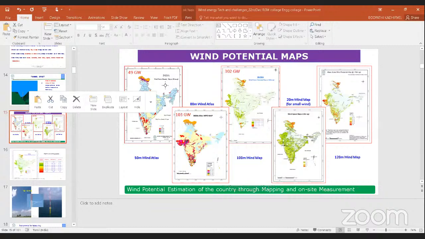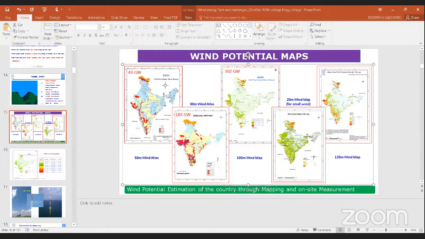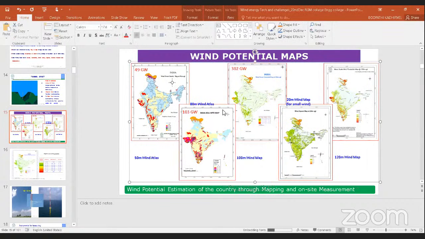Yes, sir. So at 50-meter height it is 49 gigawatt. At 80-meter height it's 103 gigawatt. At 100-meter height, 302 gigawatt. And at 120-meter height it is 695 gigawatt. So see the potential, how much potential there is in our country.